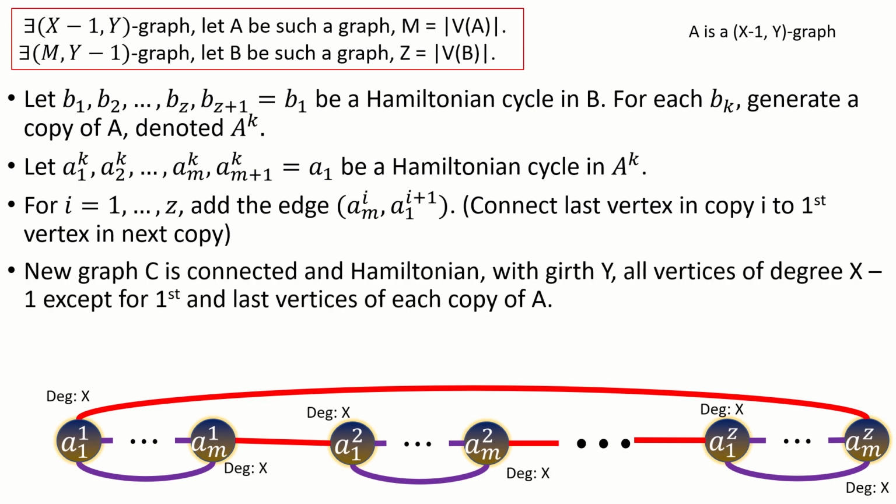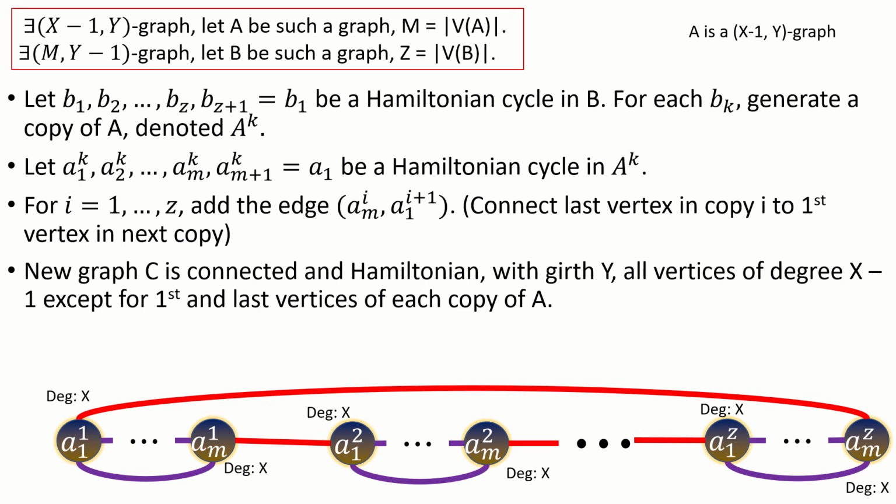Let's take a step back and think about the structure of this graph again. All of the vertices that are either the first or final vertices in the Hamiltonian cycle of each copy have degree x. The rest of the vertices in each copy have degree x minus 1.